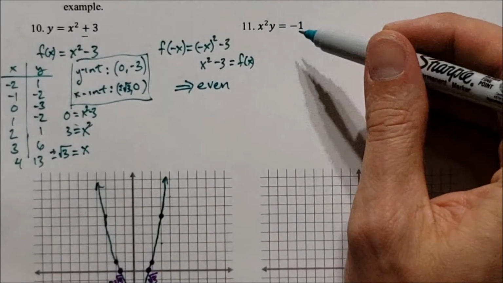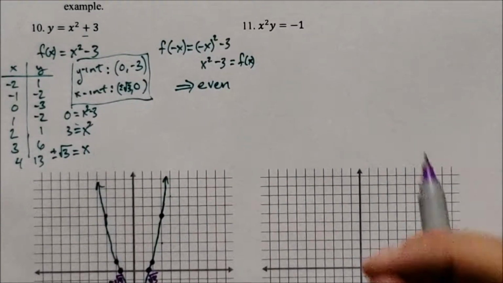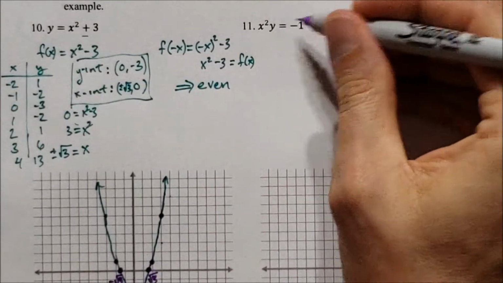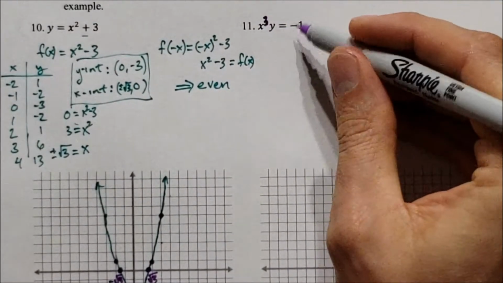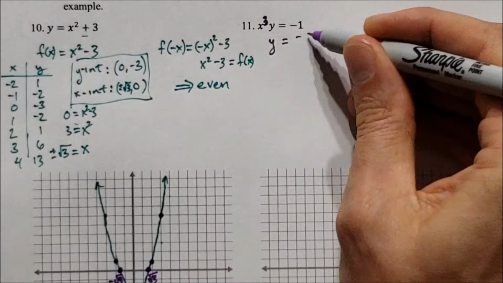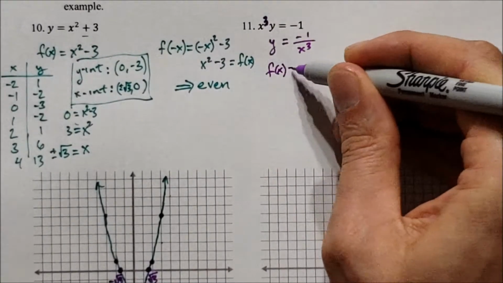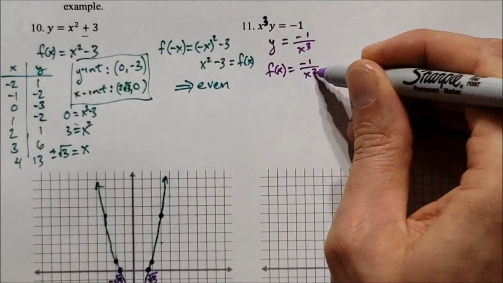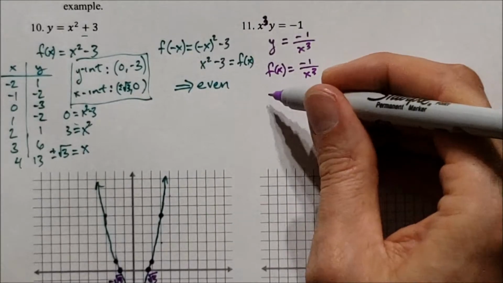Let's look at the next equation. Again, it's a little bit dull, so we're going to change it because this one is going to end up being even. We want to change this, so that's a 3. Now, rewriting this, y equals negative 1 over x cubed, or f of x equals negative 1 over x cubed. We'll do the same thing as we did before with an xy table.